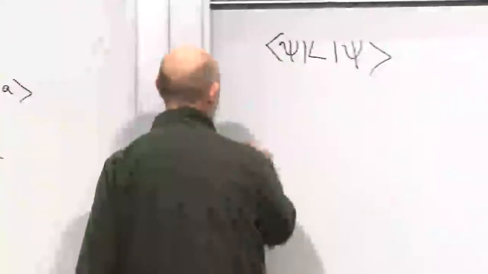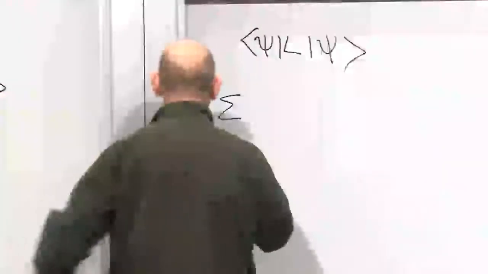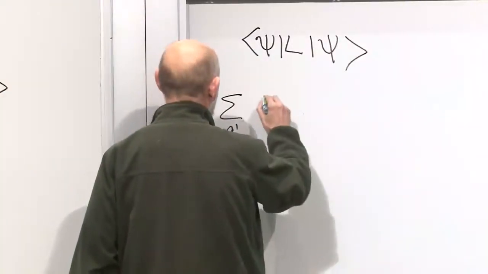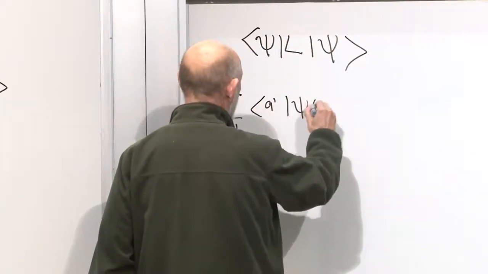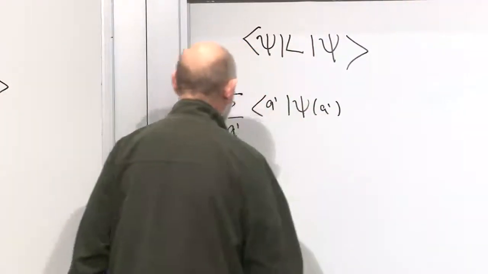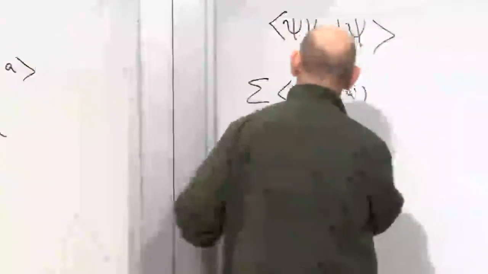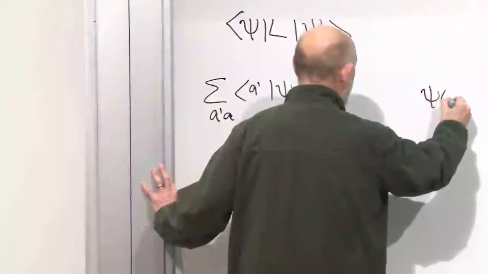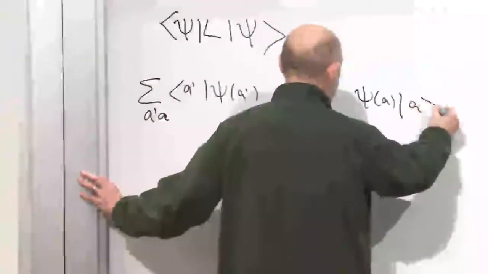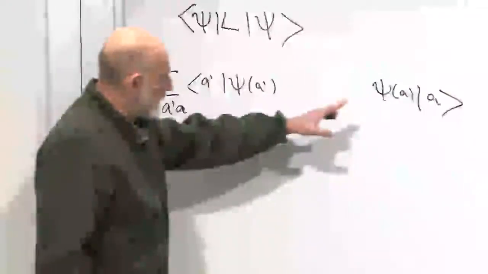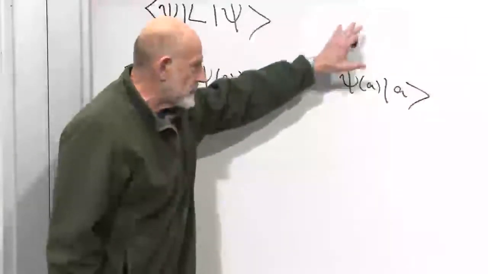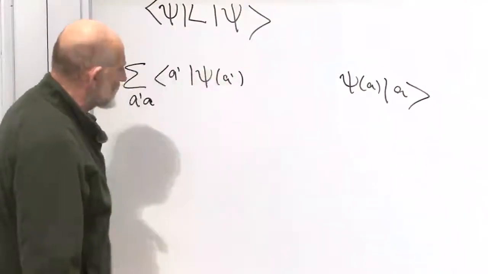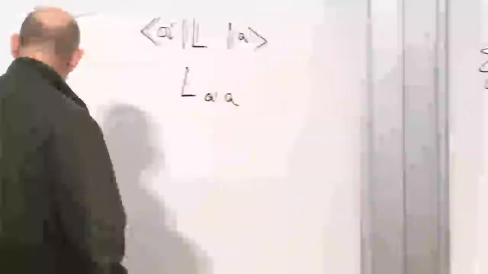The left bra vector here is the sum, just a single index, A prime, psi of A prime. That constructs the bra vector. The ket vector, I will have to write another sum, a sum over A of psi of A times A. Summing on A turns this into the ket vector psi, capital Psi. Summing over A prime turns this into the corresponding bra vector. And in between, we sandwich L.